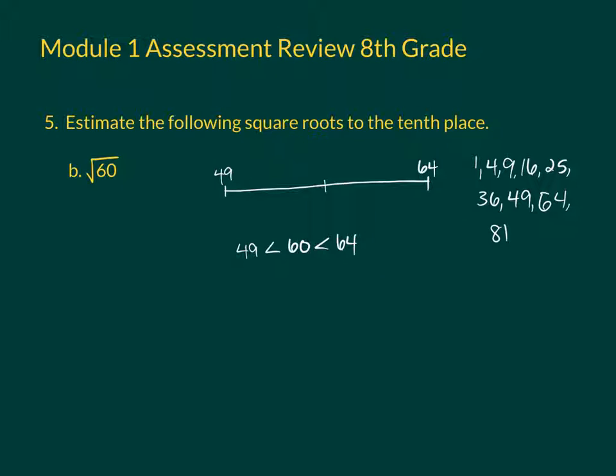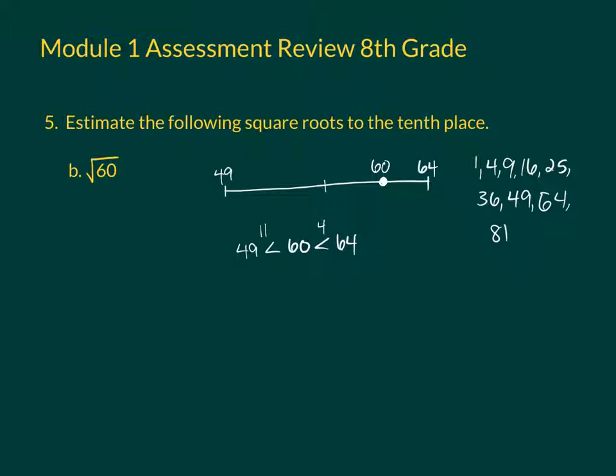Then we need to place 60 on the number line. From 49 to 64 we have 15 units. 60 is 4 units away from 64, and 11 units from 49. So it's going to be to the right of the middle, closer to 64. Imagine this is cut up into 15 pieces, so I would say it would land about right here. So 60 would be about right there.